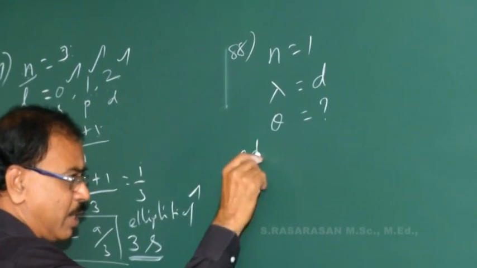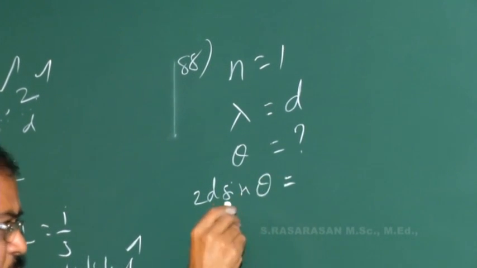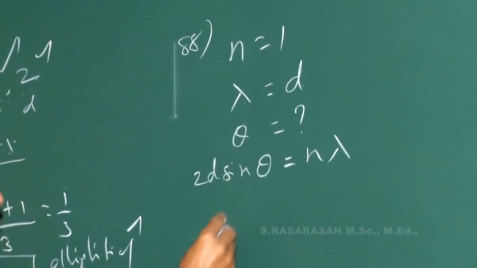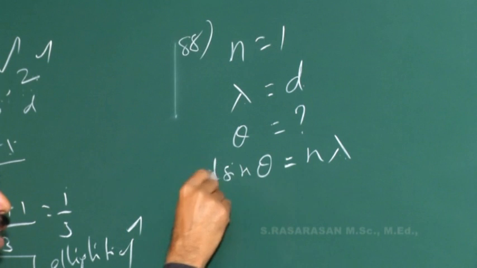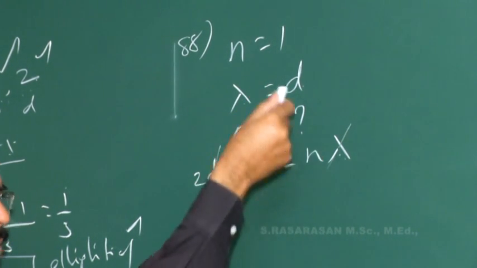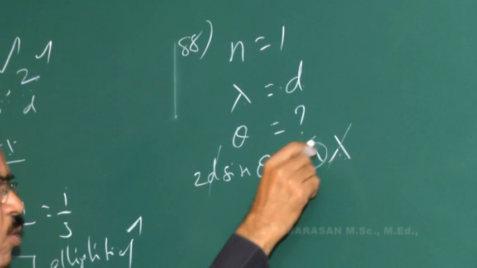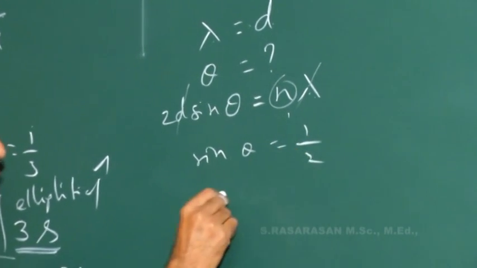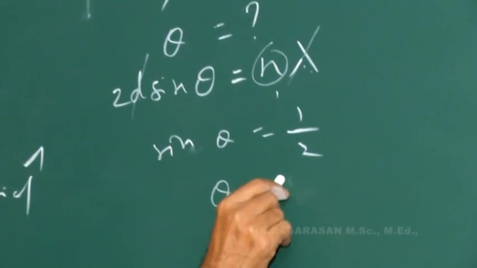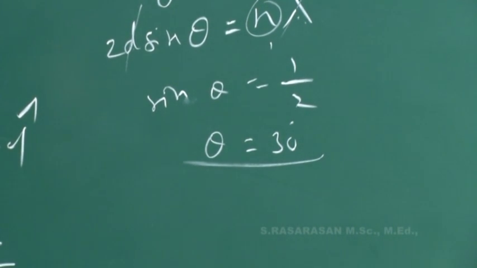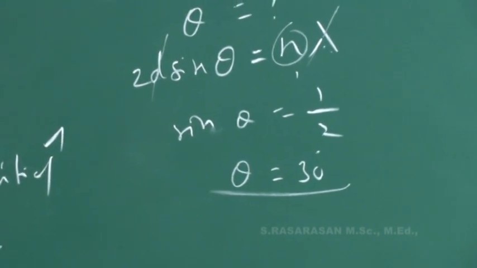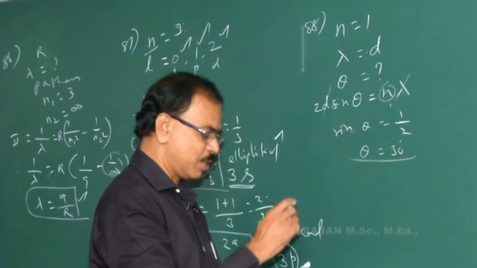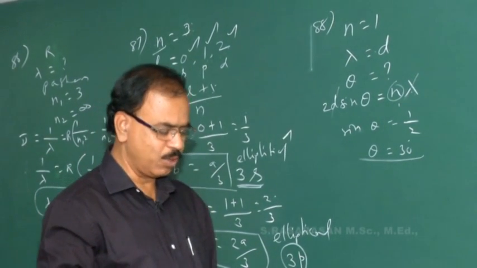So just now you mentioned the formula, Bragg's equation, 2d sin theta equal to n lambda. Therefore sin theta is half, as lambda is equal to d. If d and lambda are equal, you can eliminate these two. Then n is equal to 1, so on the right-hand side only 1 remains, and sin theta is equal to 1/2. Sin theta is equal to half means theta is equal to 30 degree. Am I right? For what angle is sin half? 30 degree. So the answer for this problem 88 is 30 degree. It is the fourth option.